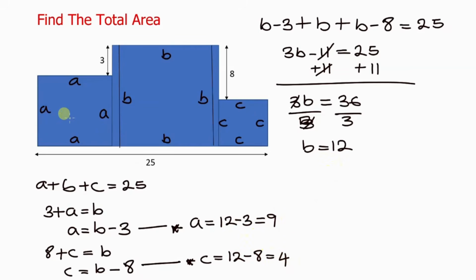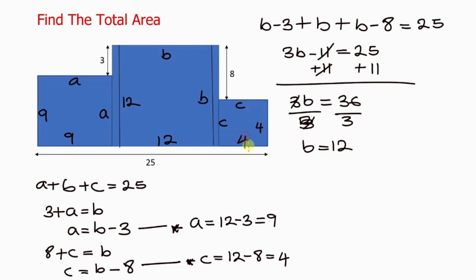Now let's put them in their appropriate positions. I'm going to put the value of A here. A is 9, so I'll put 9 here in place of A. Then in place of B, I'm going to put 12. That is the biggest, or the longest. Now the value of C is 4, so I'm going to put 4 here.